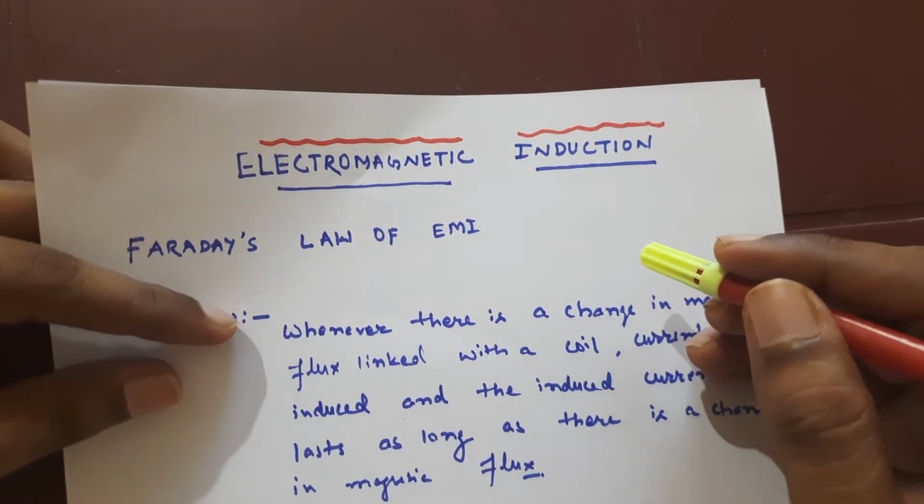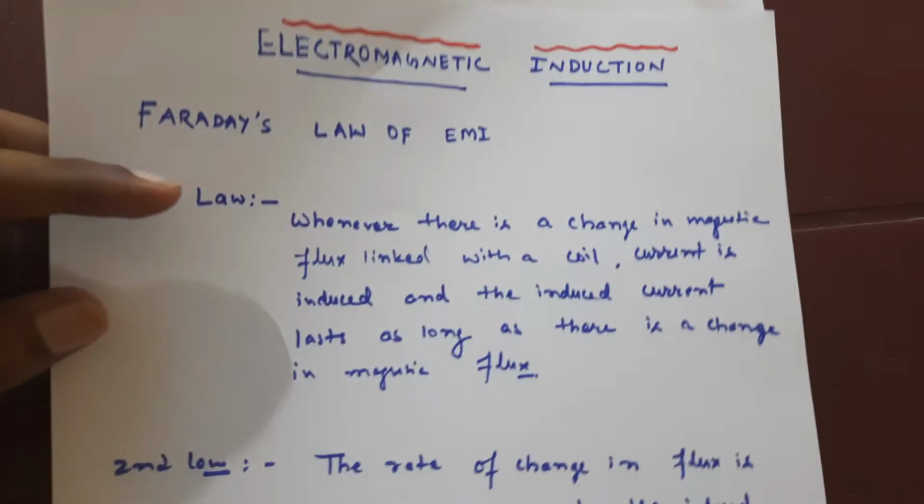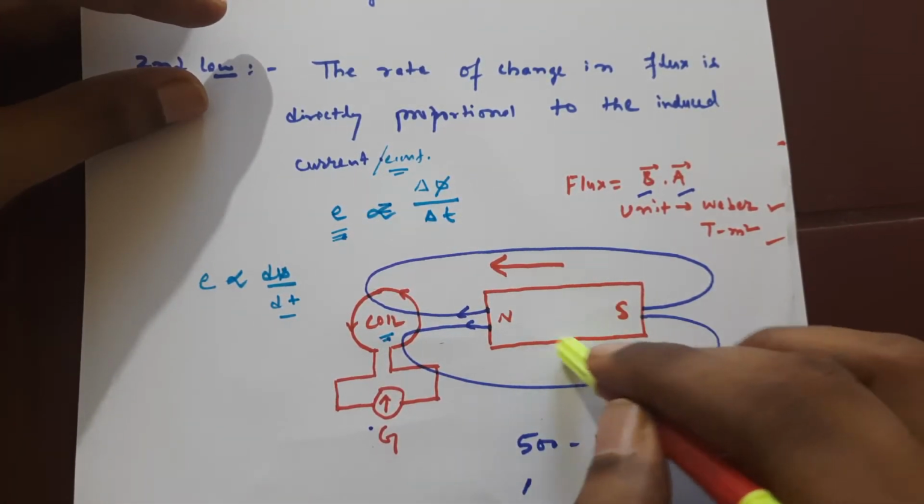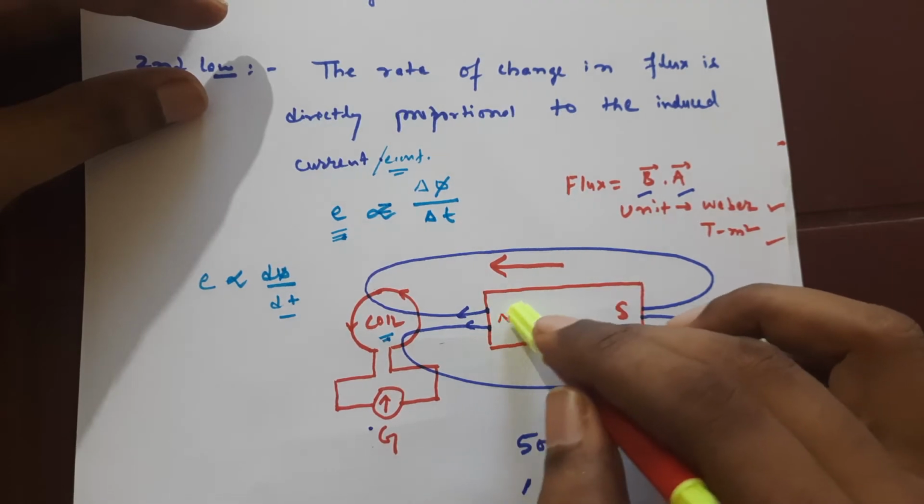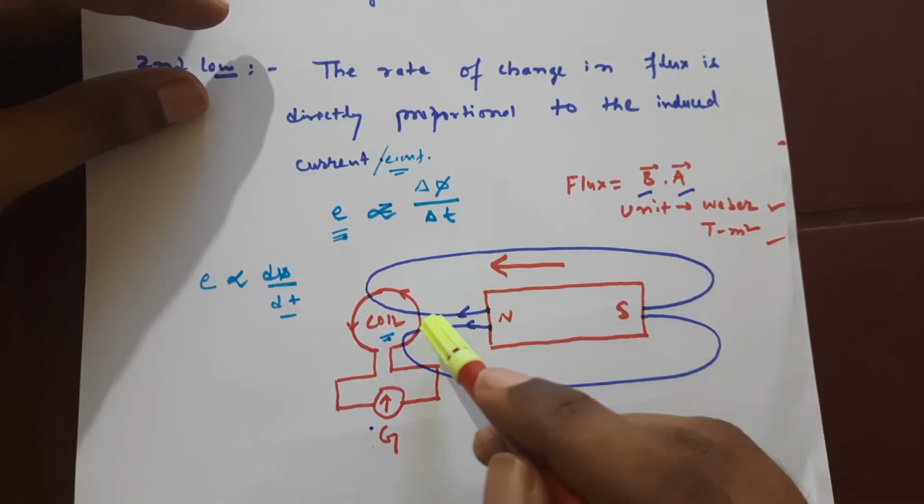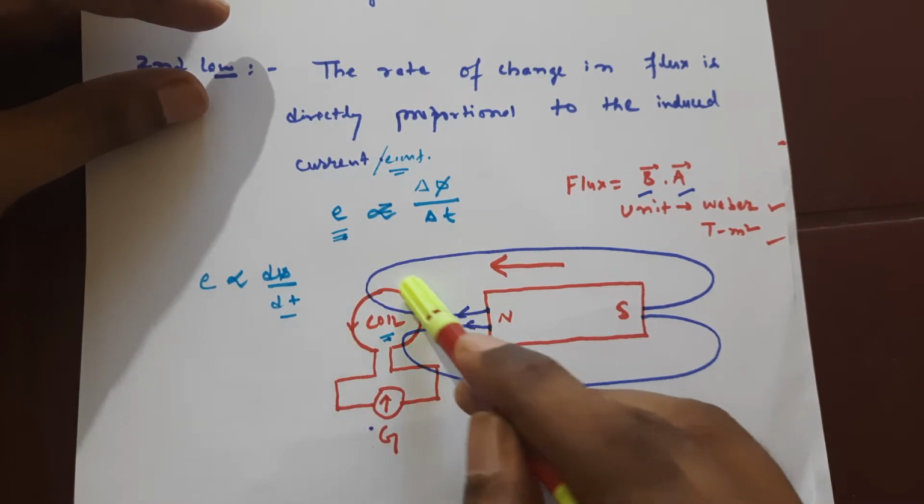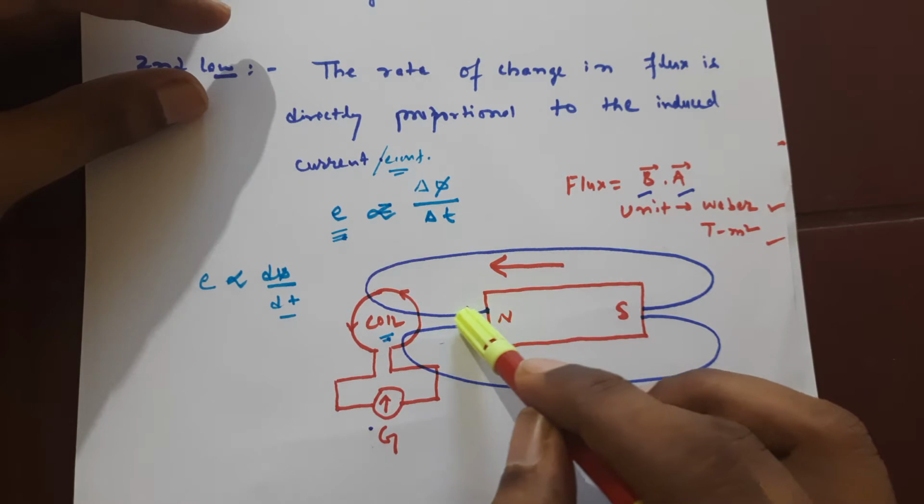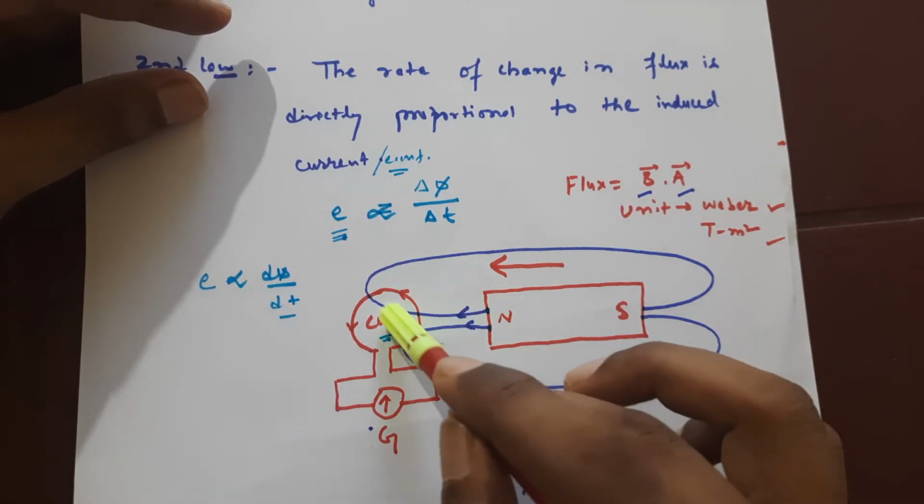So matter is that I have a magnet over here. Now, through this magnet, lines of force are coming out. And if there is a coil placed beside this magnet, these lines of force may also pass through this coil.